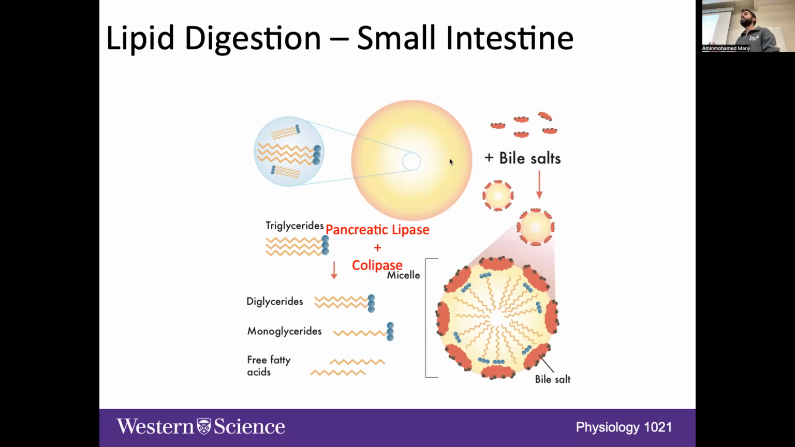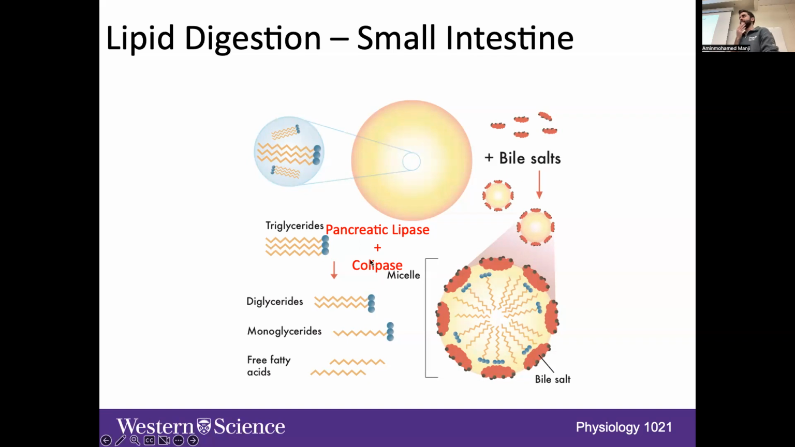What does that do? It means there's way more surface area available now for pancreatic lipase to break down those triglycerides. So that's the difference. It's not that pancreatic lipase was better than gastric lipase or lingual lipase. It's the fact that these droplets are way smaller and more numerous, which increases your surface area. That means you have way more potential for these enzymes to break down those triglycerides. Same idea, you're going to break them down to monoglycerides and free fatty acids. These are absorbable.